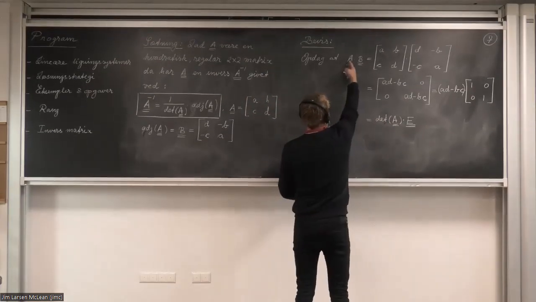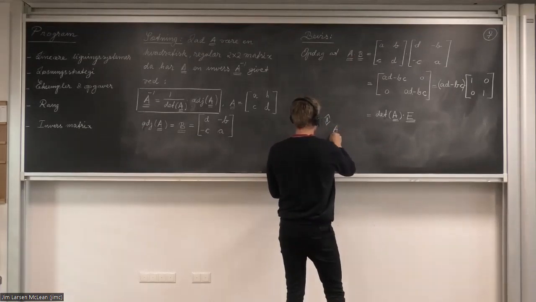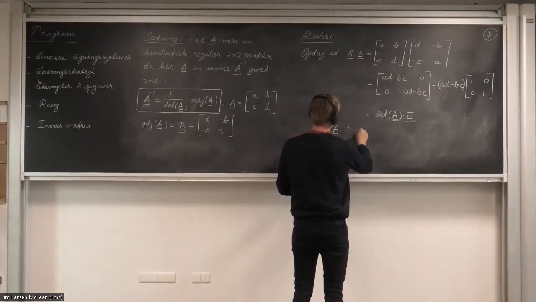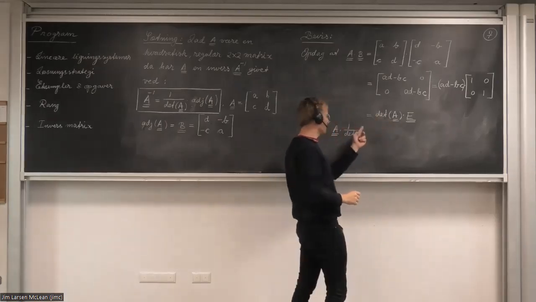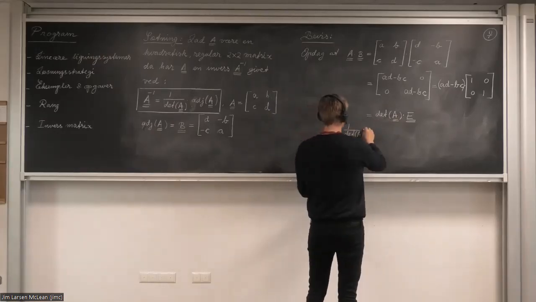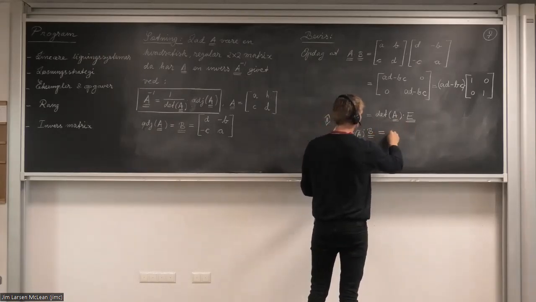It will say matrix A multiplied by 1 over the determinant. That is, I divide by this number, but it corresponds to multiplying by the reciprocal. Like this. And now I know that it gives E.